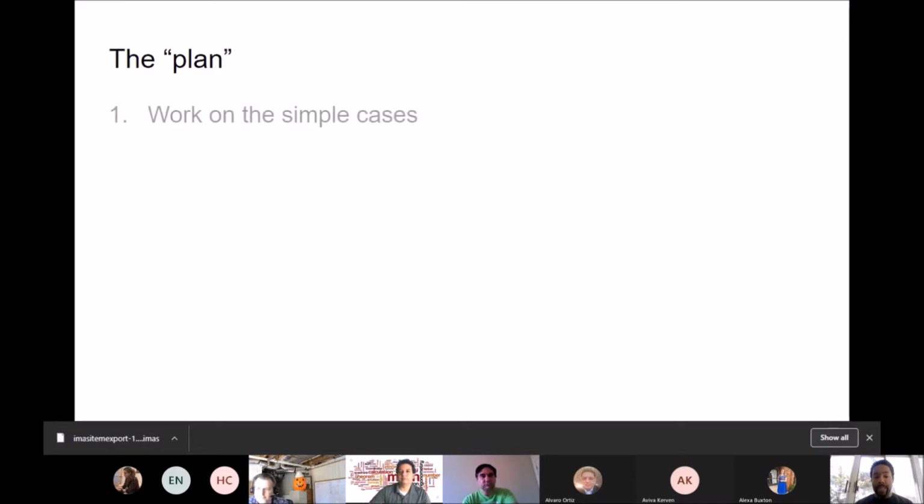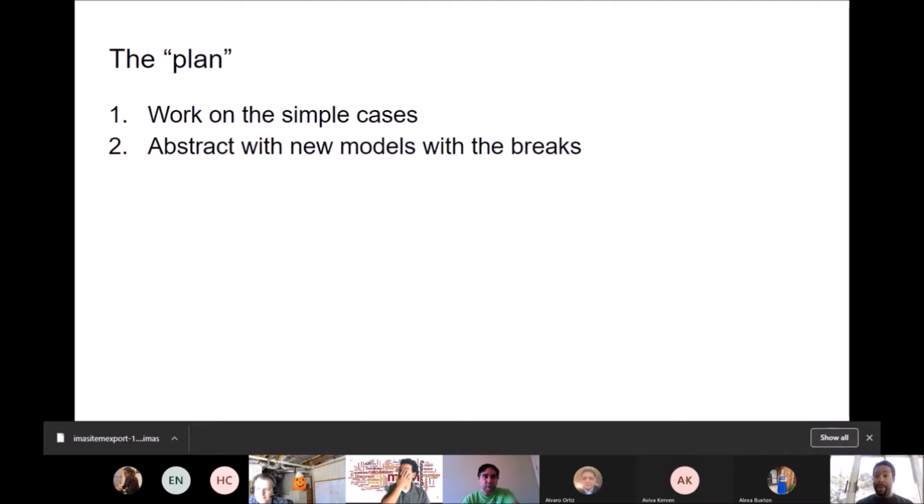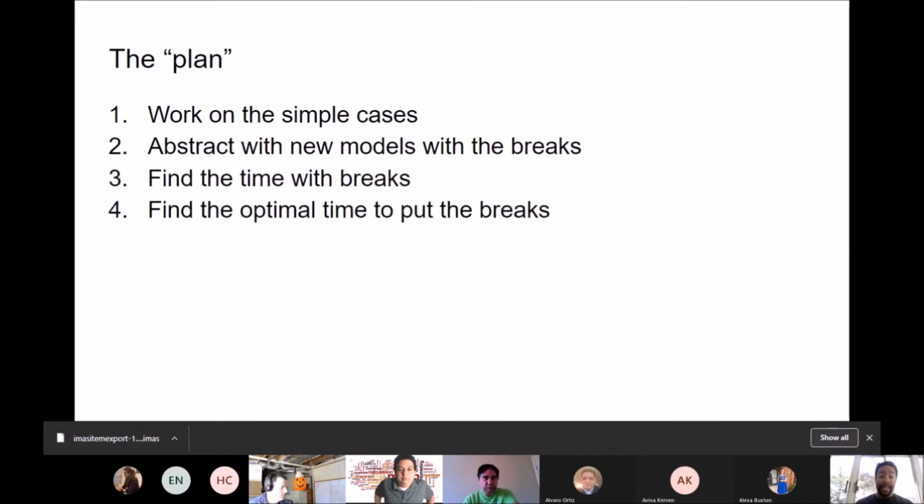The plan would be to work on these simple cases and really get used to what the algebra is doing, only because we know something crazy is going to happen when we start asking harder questions. So it's good to just get used to that. Of course, we're going to try to abstract to new models, add in breaks, find the time with the breaks, then try to find the optimal time, and add more people.